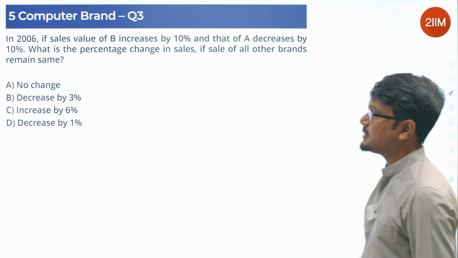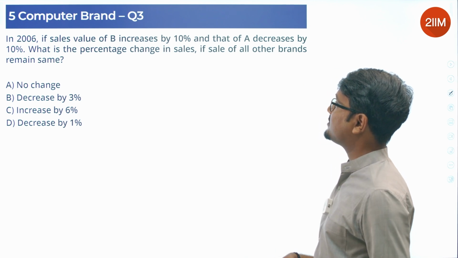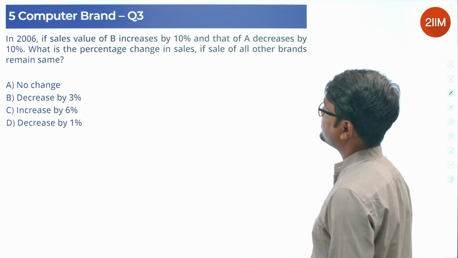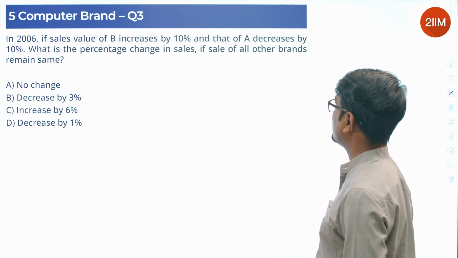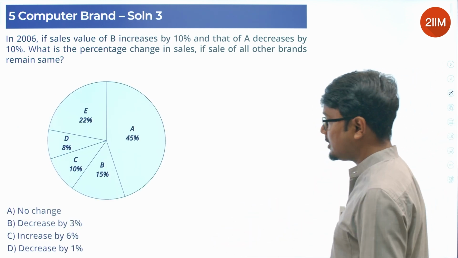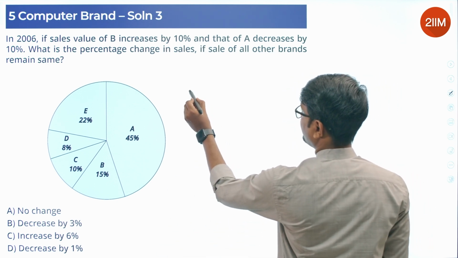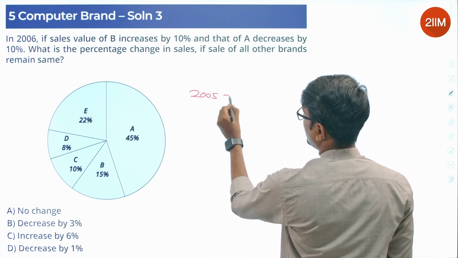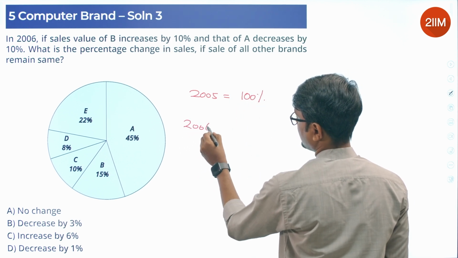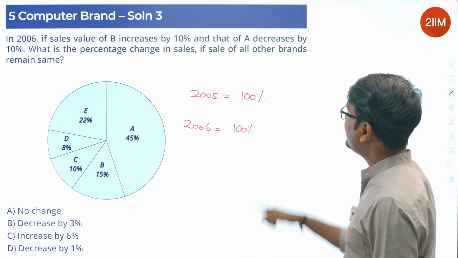Then third question, in 2006, if the sale value of B increases by 10% and that of A decreases by 10%, then what is the percentage change in sales if the sales of all the other brands remain same? Okay, still we need the pie. We got it. We got the options as well. We'll check it out. So in 2005, we got entire value to be 100%. In 2006, it was first 100% first of all, but what happened?